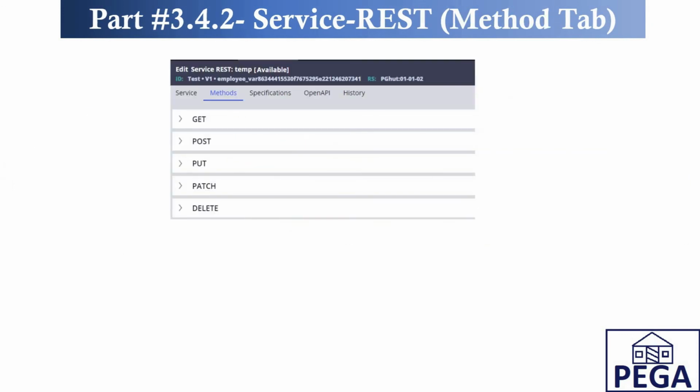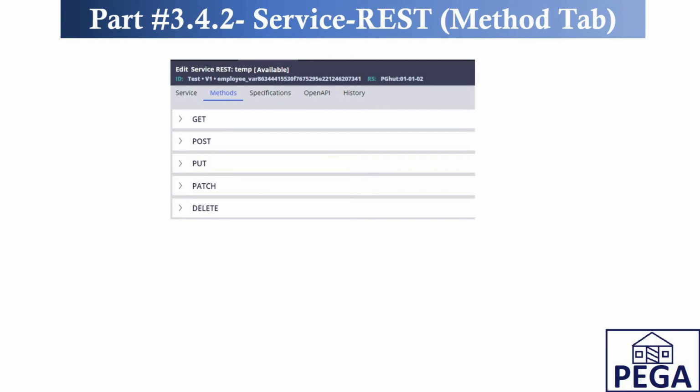Now moving to the next step, the method tab. The method tab is where you define all your fallback activity, request, response, and the normal activity which Pega processes. On a very high level, Pega provides these five different methods: get, post, put, patch, and delete.